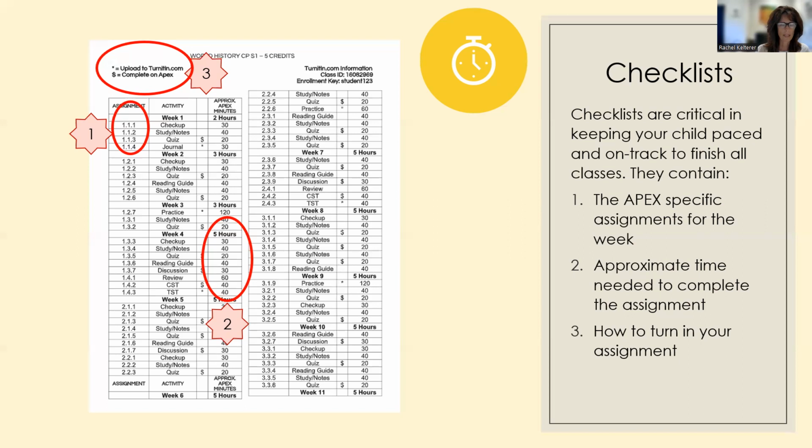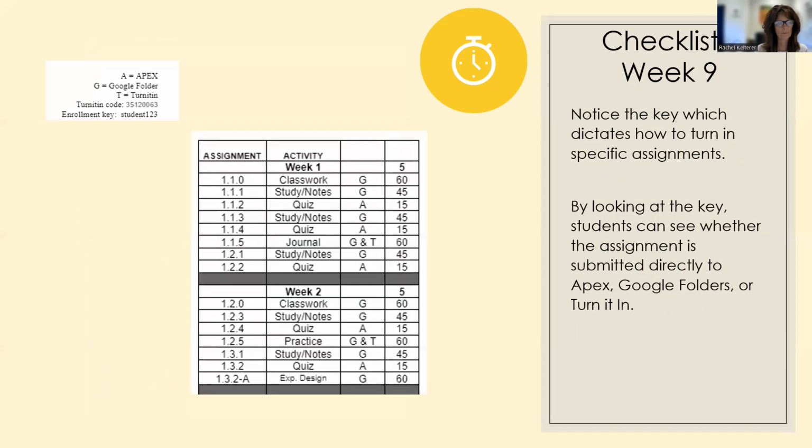At the top left, next to the number 3, you will see a guide which lets the student know how and where they will turn in each assignment, whether it is directly in Apex, their Google folder, or through Turnitin. This slide provides a closer look at the checklist and the key. The key lets students know where they will be submitting each assignment. A good tip is for the student to cross off the assignment once they have submitted it to the proper location. Some students forget to submit their work, so this is a helpful step to make sure they get credit for the work they've completed.